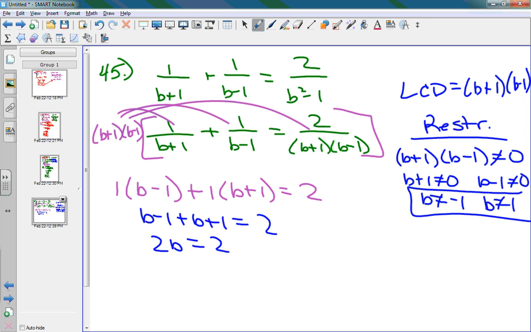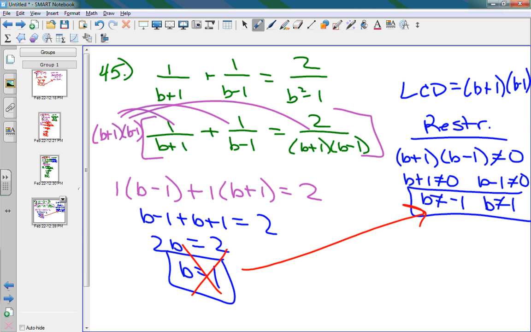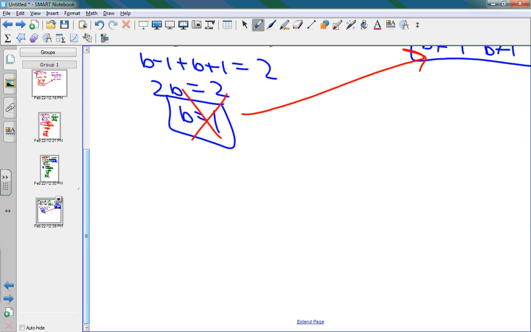2b is equal to 2. b is equal to 1. Why can it not equal 1? There's a restriction. It says it's not allowed. So since it's not allowed, what is my answer? All together one more time. No solution. No solution!